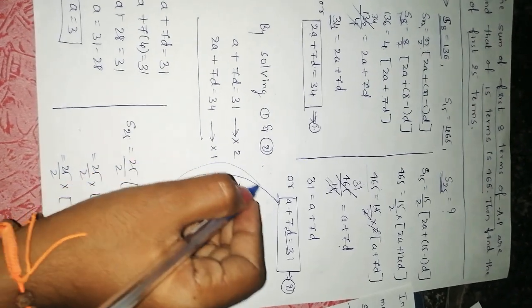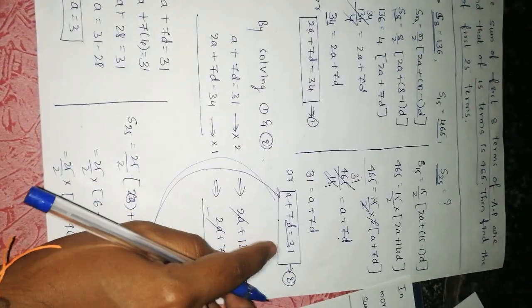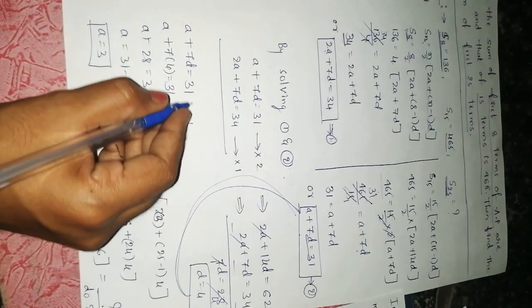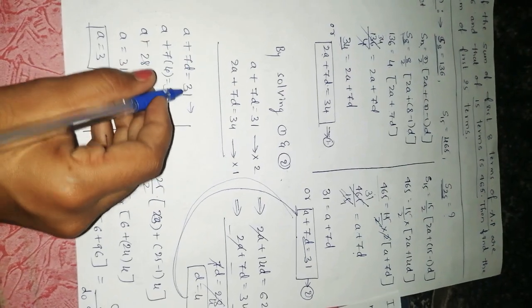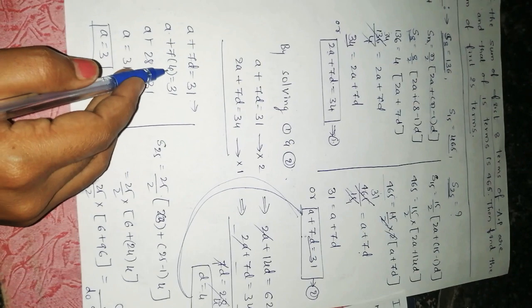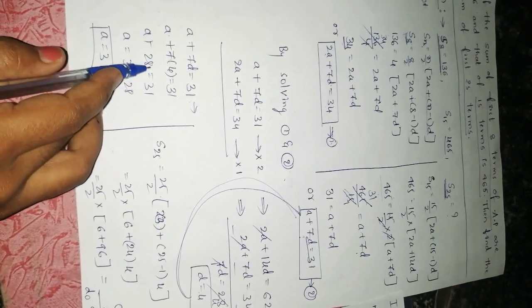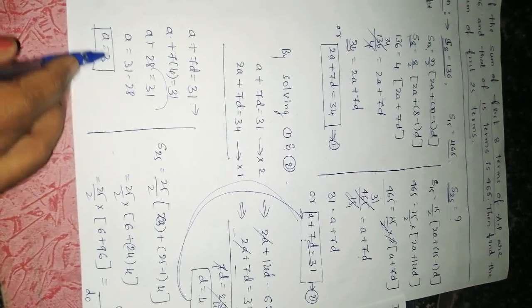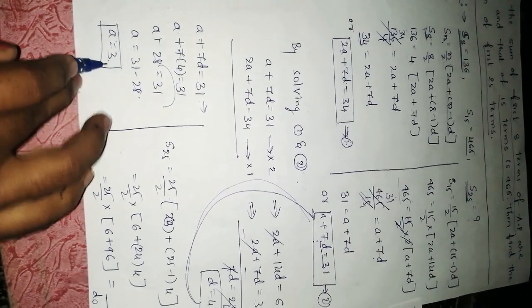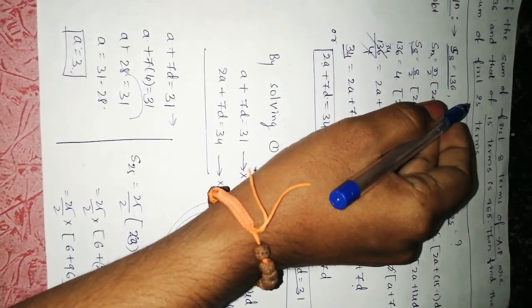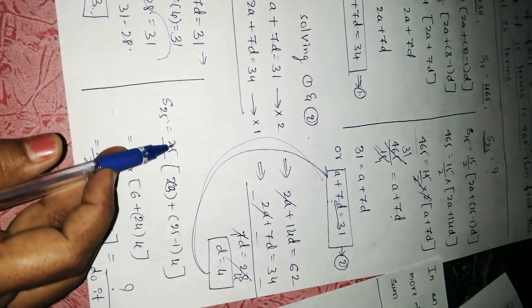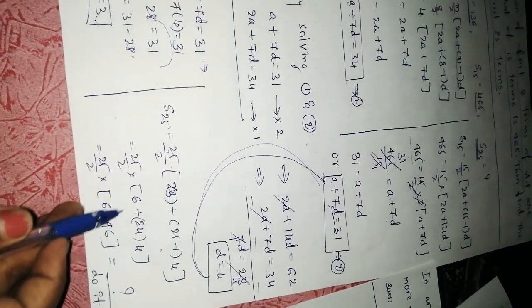So put d value 4 either in equation number 2 or 1. Here I will put in equation number 2, that is d value 4. The second equation is a plus 7d is equal to 31. So a plus 7 into bracket d value is 4, is 31. 7 fours are 28, plus 28 becomes minus 28. Therefore you have a value as 31 minus 28, that is 3. So they asked to find out S25. In Sn formula, put n value is 25, a value and d value and simplify.